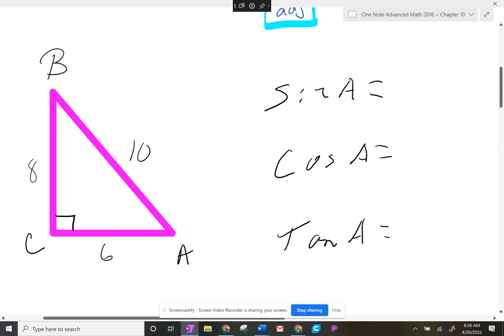All right, so sine is going to be opposite over the hypotenuse. So when I write this one, sine of A, this is the angle I'm looking for. The opposite will be 8, the one across the way. And then the hypotenuse will always be this one. So for sine of A, I've got 8 over 10.